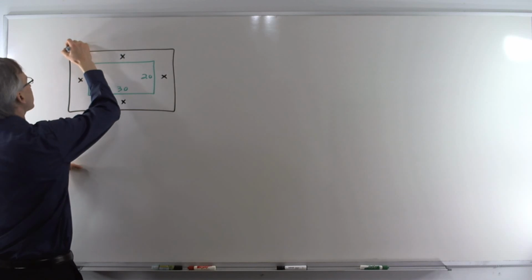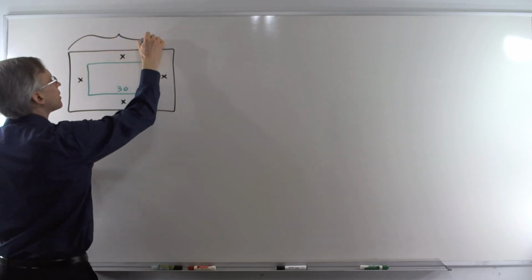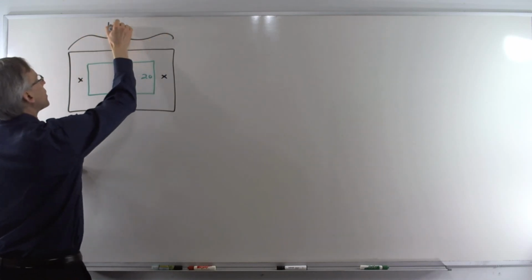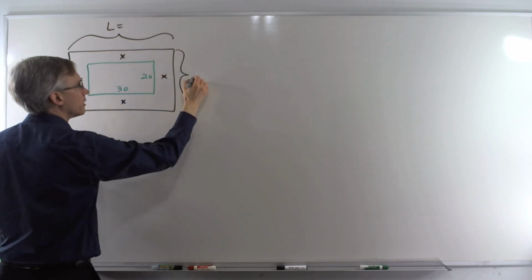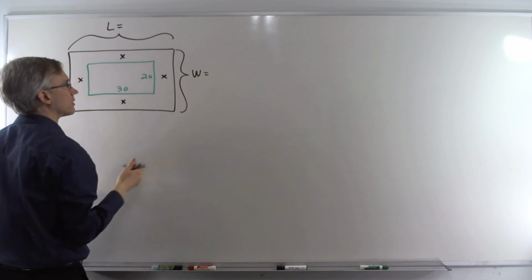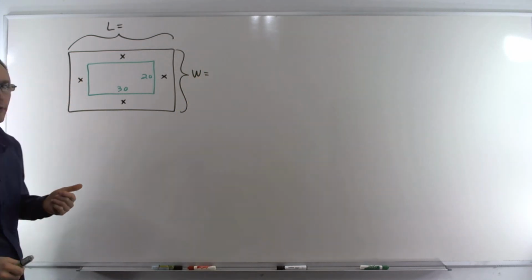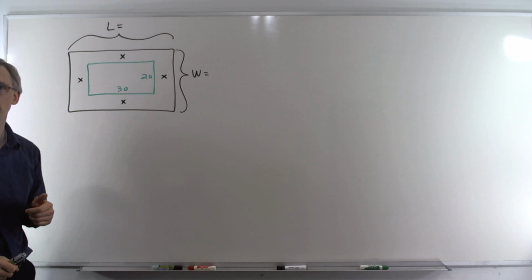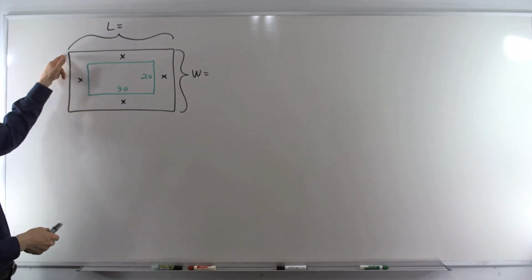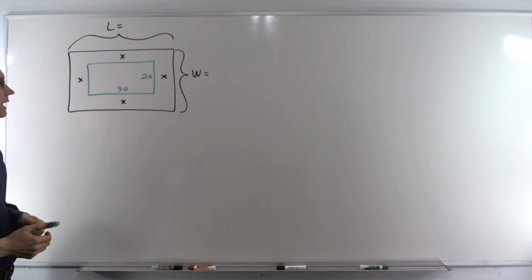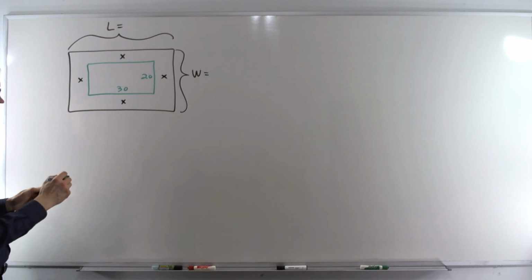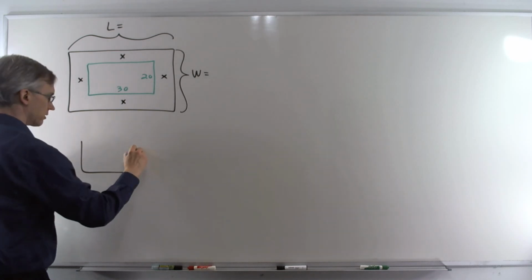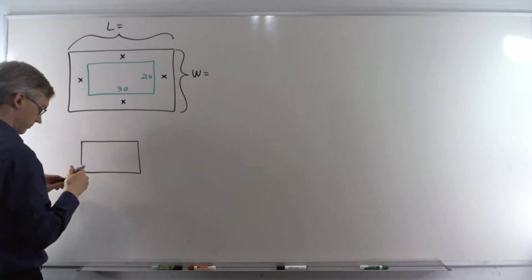All right, here's the length. And here's the width. Now, using this diagram, your first objective is to create expressions for the length and the width of this outer area. Now, it can be hard to think in terms of variables. I'm going to create another little mini diagram down here.